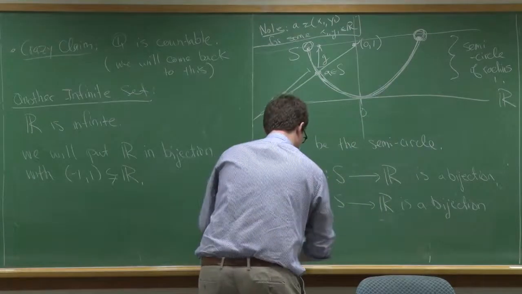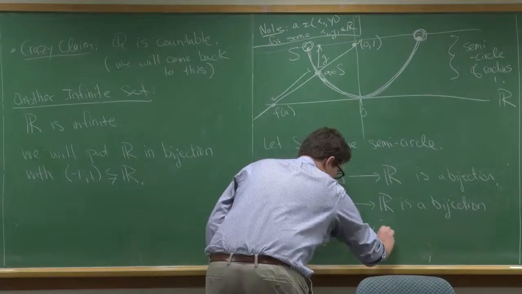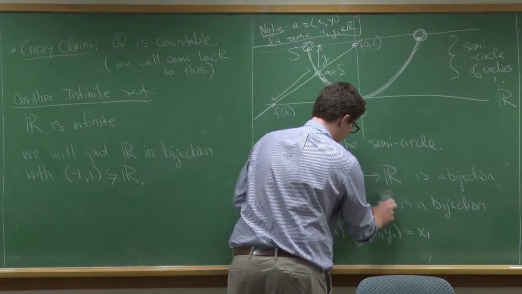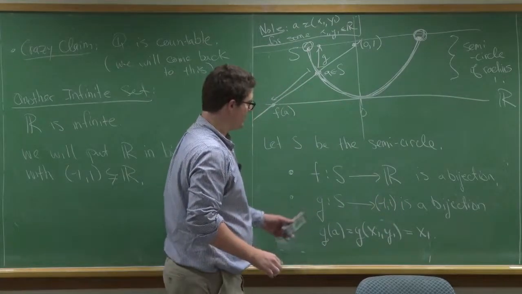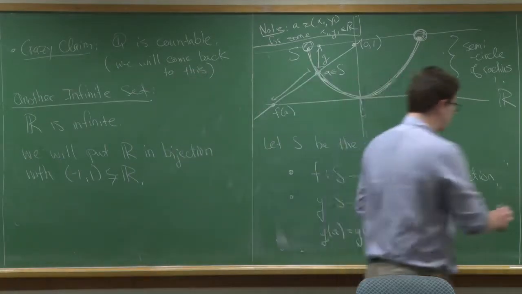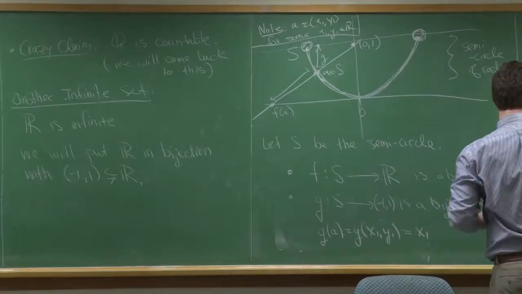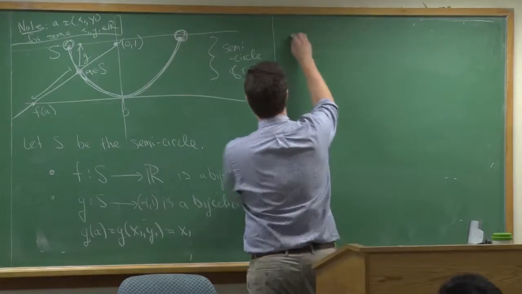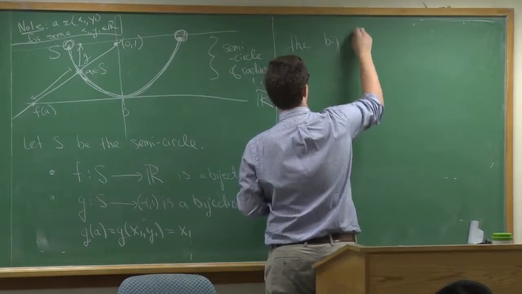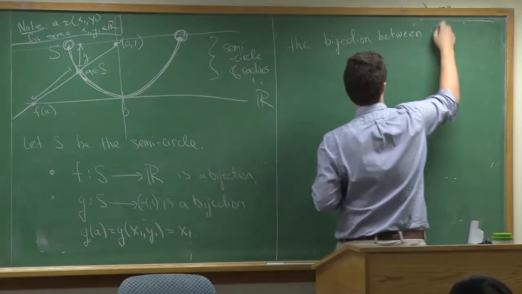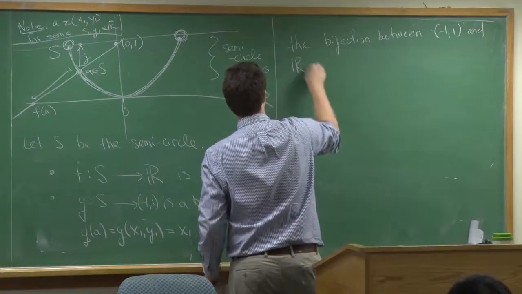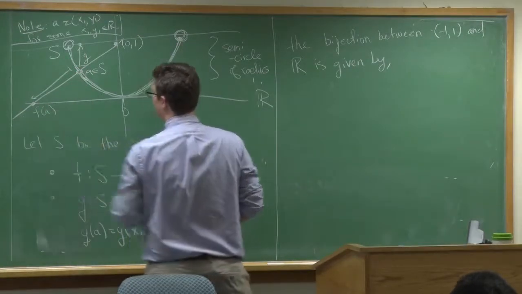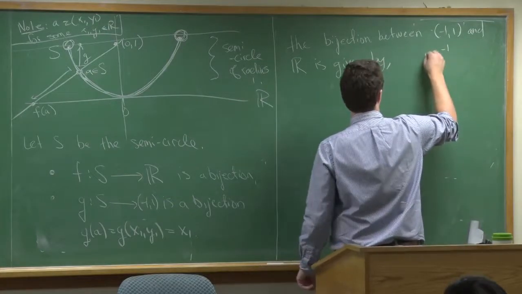So this projects, so G of A, so this is G of, let's say, x1, y1. And it just sends the x coordinate here. Sorry, not to R, to this interval, -1 to 1. Okay? So this is a bijection, this is a bijection. And so the bijection between -1, 1, and the real numbers is given by G inverse, and then F. So G inverse composed with F.